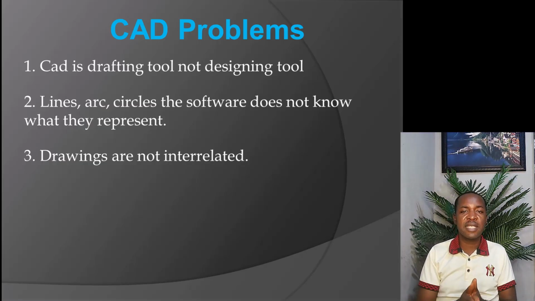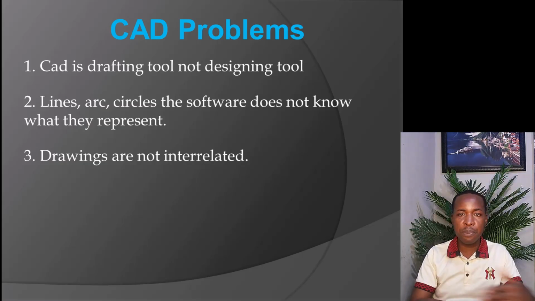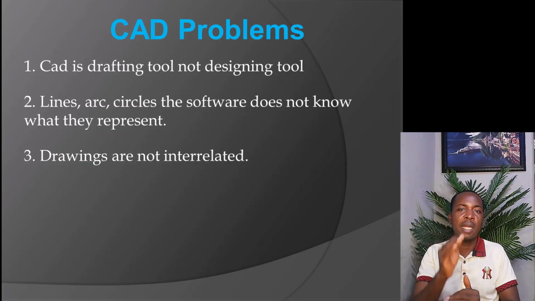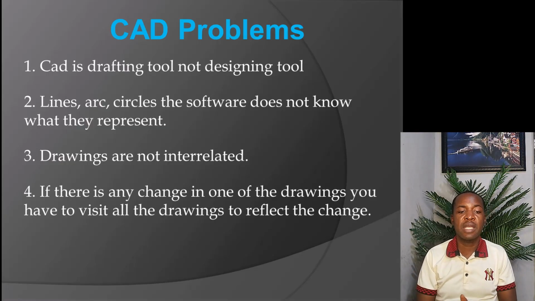So most of the time we produce building designs like floor plans, elevations, sections, and detailings in separate files, and the software doesn't know they are interrelated. The problem with this is that if there is any change in one of the drawings, you will have to visit all the drawings to reflect that change.